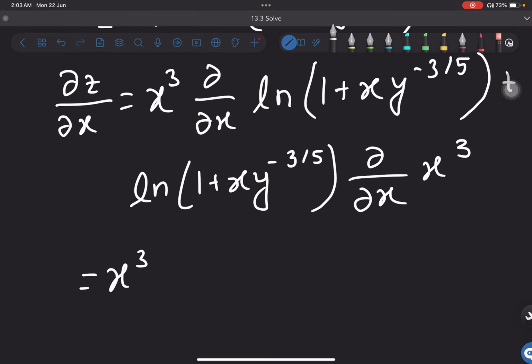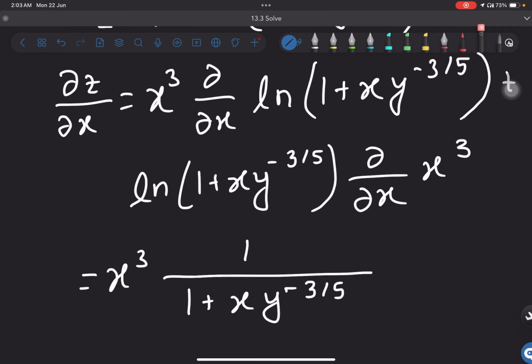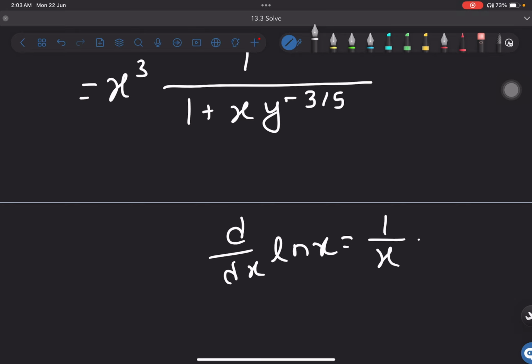So we do the same over here. We write 1 by this entire thing. Let me actually highlight it. This entire thing, which is 1 plus xy to the power minus 3 by 5. Now, inside of ln, this is another function of its own, right? Because when we do d dx of ln x, we're actually doing 1 by x, but at the same time, what is the function inside ln, which is x? We also do d dx of x, which just ultimately comes to 1, which is why we don't see it.